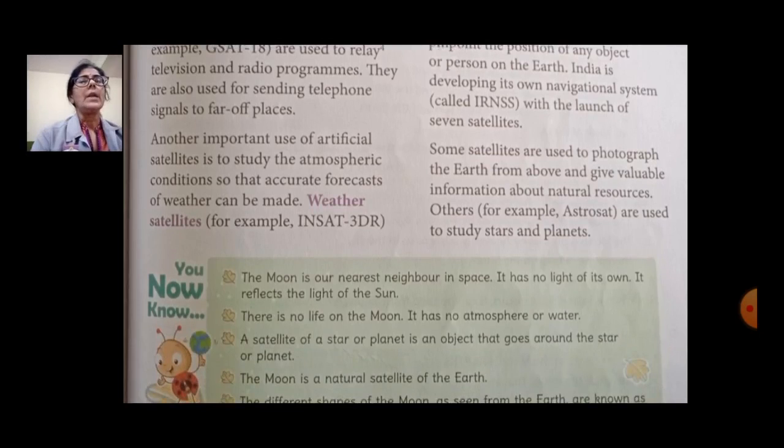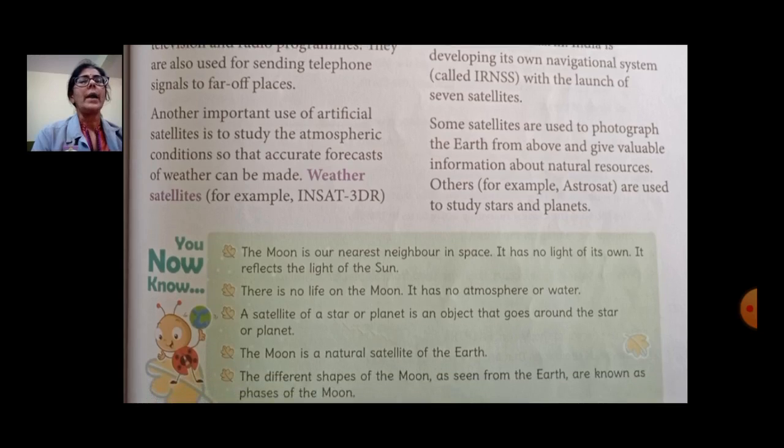Some satellites are used to photograph the Earth from above and give valuable information about natural resources or any information about other countries. For example, some are used to study stars and planets, like astronauts do.